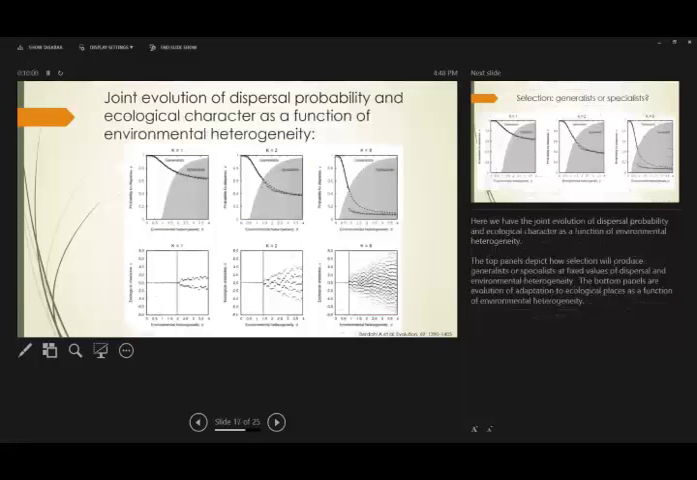Here we have the joint evolution of dispersal probability and ecological character as a function of environmental heterogeneity. The top panels depict the selection of which will produce generalists or specialists at fixed values of dispersal and environmental heterogeneity. The bottom panels are the evolution of adaptation to ecological places as a function of environmental heterogeneity.